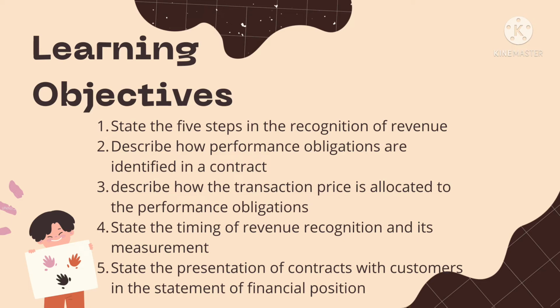Third, describe how the transaction price is allocated to the performance obligations. Fourth, state the timing of revenue recognition and its measurement. Fifth is to state the presentation of contracts with customers in the Statement of Financial Position.